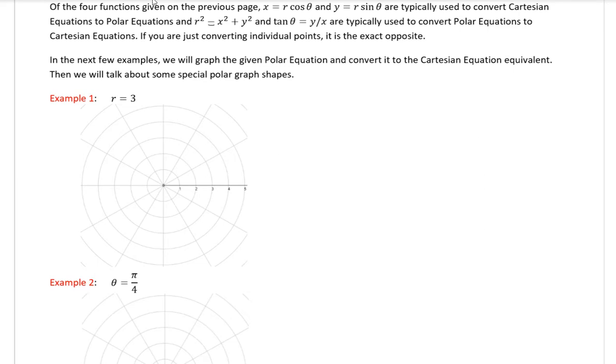r equals 3 means the radius is equal to 3 at all points, or at all angle measures. So that means the radius of 3 would be here, and that's also true at this angle measure, and this angle measure, and this angle measure.